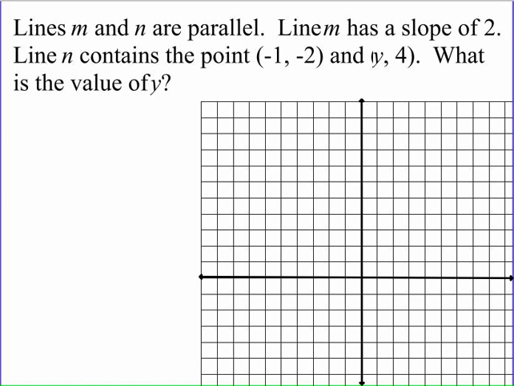Okay, let's look at this one. It says lines M and N are parallel. Line M has a slope of 2. Line N contains the point (-1, -2) and (0, y). What is the value of y?